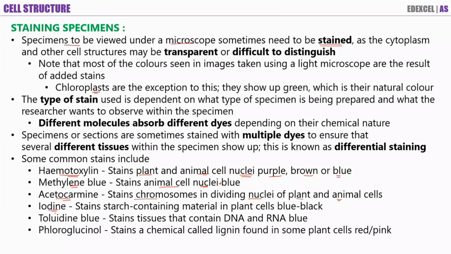Then iodine, we know iodine is used to stain starch-containing materials, and which color will it give? Blue-black. Then toluidine blue, again a blue color. This chemical is used to stain those tissues which have DNA and RNA, and the color they give is blue. Then phloroglucinol is a chemical used to stain which chemical? Lignin, right? And lignin is found in dead plant cells.